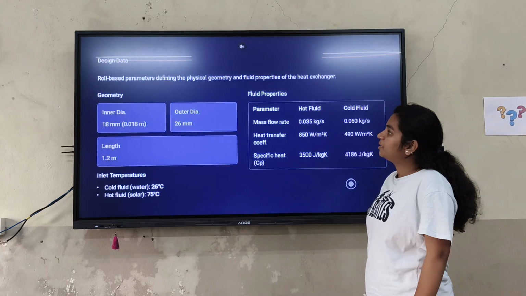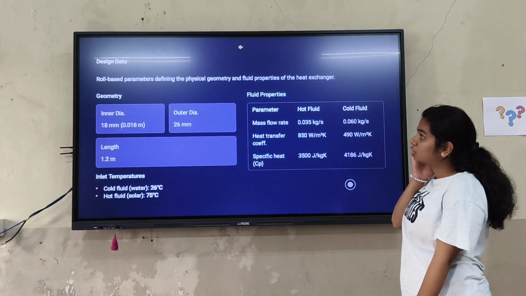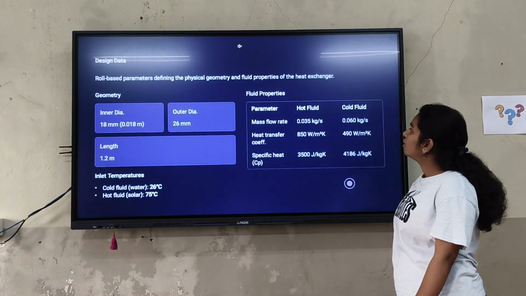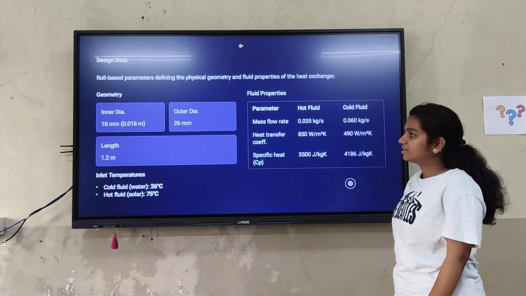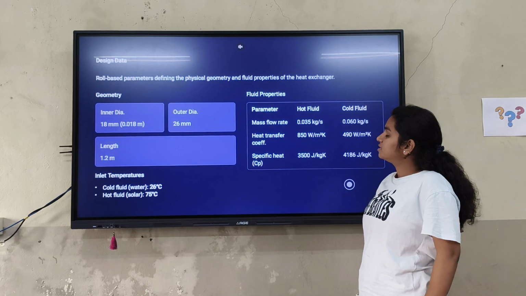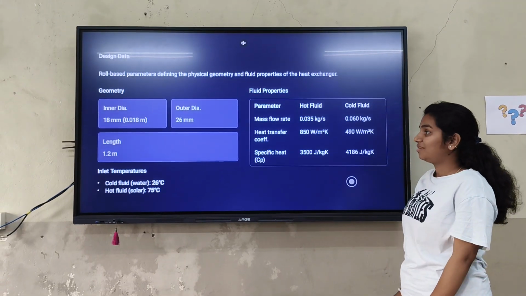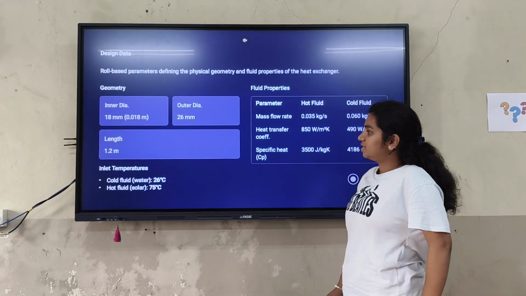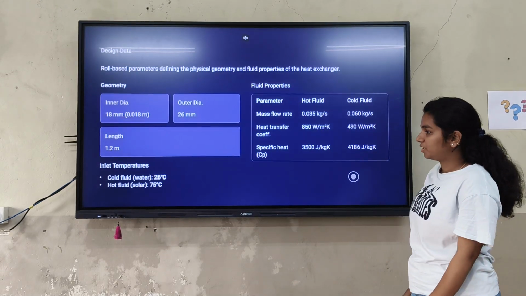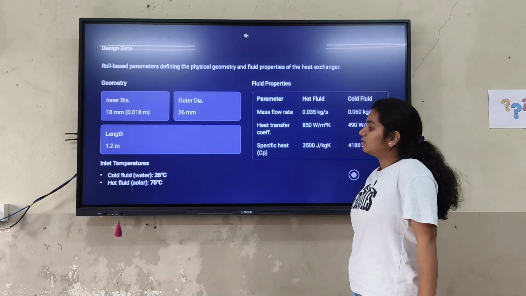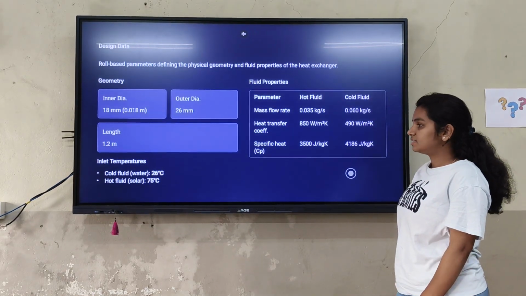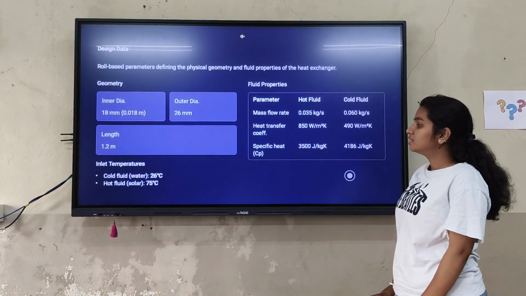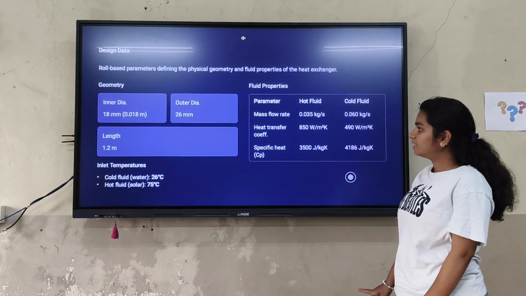Next are the base parameters defining the physical geometry and fluid properties of the heat exchanger. The inner diameter is 18 mm, which is 0.018 meter. Outer diameter is 26 mm. Length is 1.2 meter. Inlet temperatures: cold fluid, water, is 26 degrees Celsius, and hot fluid, solar, is 75 degrees Celsius.